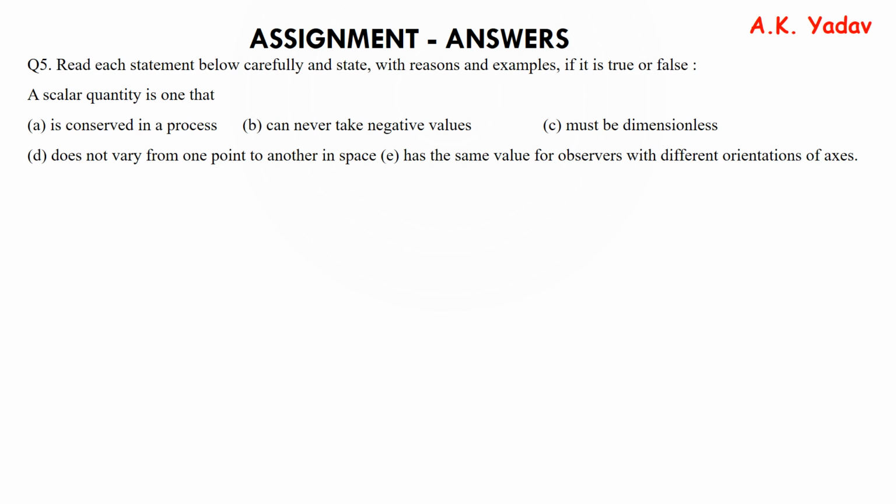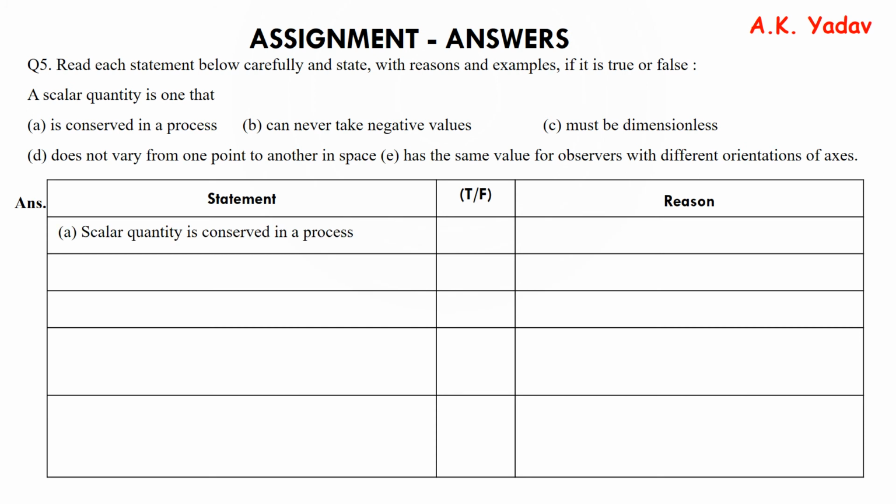Read each statement below carefully and state with reasons and examples if it is true or false. First one, scalar quantity is conserved in a process. This is a false statement. Example or reason is energy is not conserved in inelastic collisions. About inelastic collisions, you will study in the unit work, energy and power.